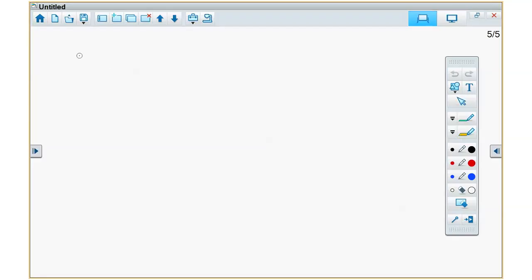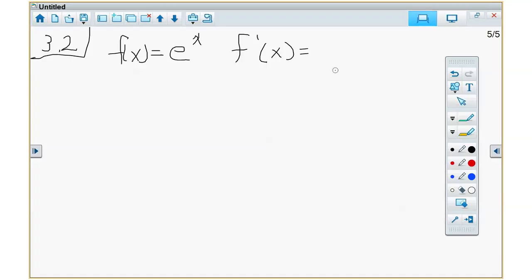Now, this one is really hard. New rules, 3.2. F of x is equal to e to the x. F prime of x. Okay, y'all might need to really concentrate here. F prime of x is e to the x. All right, so this one might stump you on a test. Will I put this on a test? Yes, I will. And people will get it wrong? Yes, they do. They conjure up all kinds of different answers. This is the only time you see the derivative equal to the function.